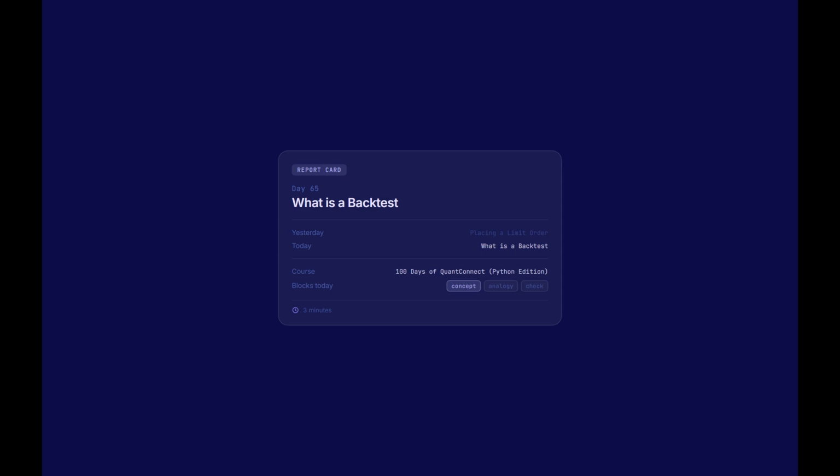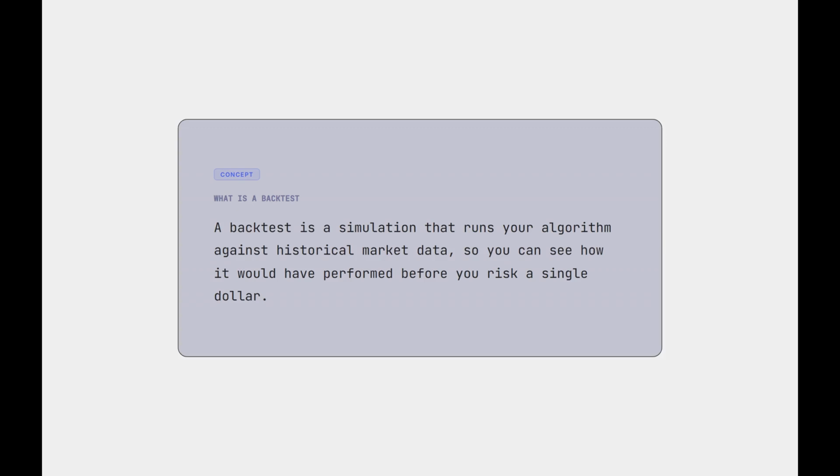So, what is a backtest? A backtest is a simulation that runs your algorithm against historical market data, so you can see how it would have performed before you risk a single dollar.